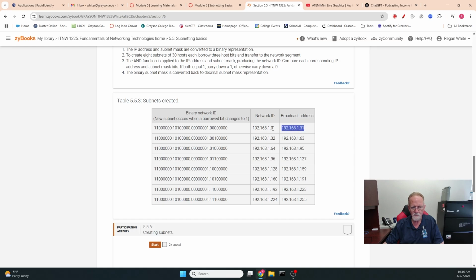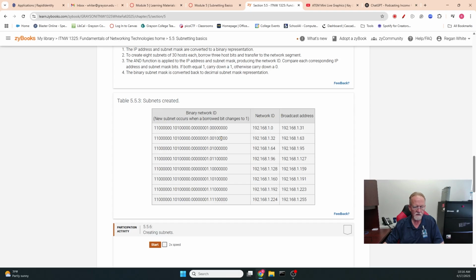That's the network ID, and that's the broadcast address. You can't use those two, which means that your first usable address is going to be 192.168.1.1. Your last usable address in this subnet is going to be 192.168.1.30. You can't use these two.